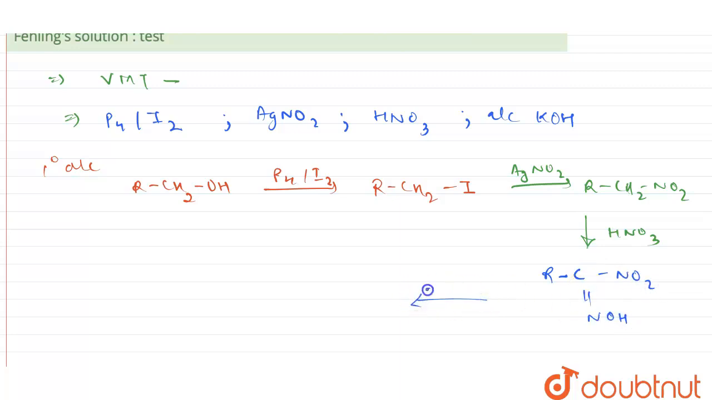When this is treated with alcoholic potassium hydroxide, you are going to get a red color solution. So this will distinguish between primary, secondary, and tertiary alcohol. If there is primary alcohol, you are going to get red color in the final step. So we can say that primary alcohol is present.